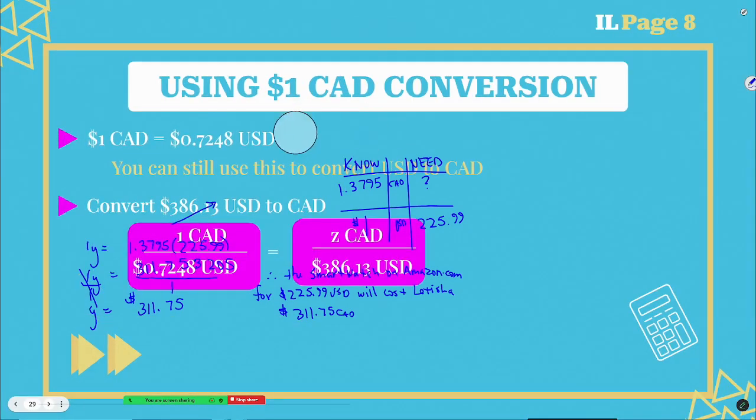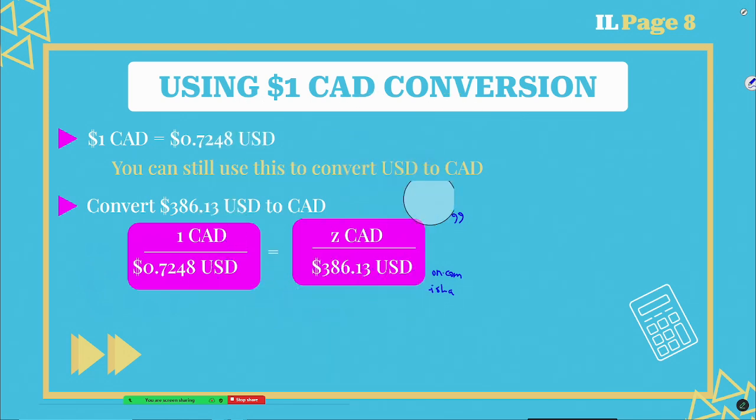I have another example on the board that has 1 Canadian dollar equal to 0.7248 USD. You can still use this to convert USD to Canadian. If we want to convert $386.13 USD to Canadian, we still have our ratios. Make sure you are putting what you know on top, and then you can solve through cross multiplication. So here looks a little bit different. We have 1 Canadian is equal to that 0.7248 American.